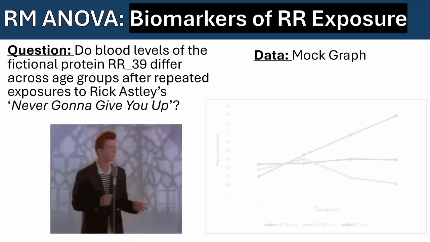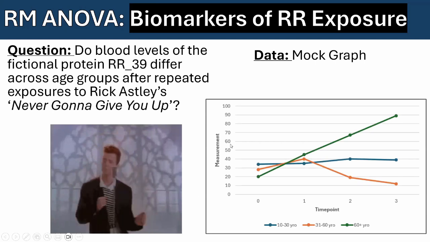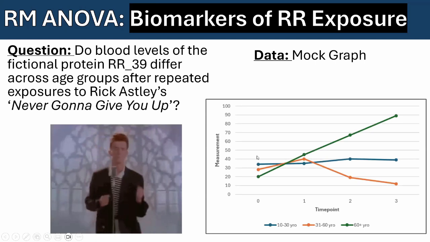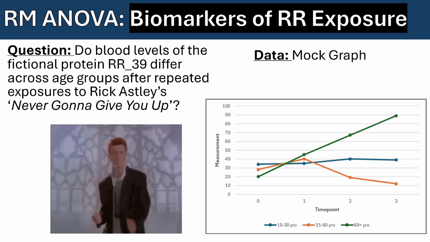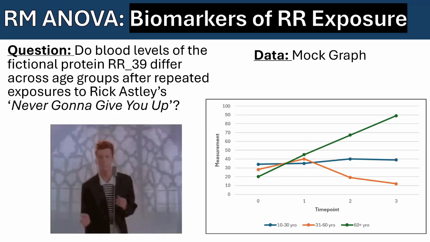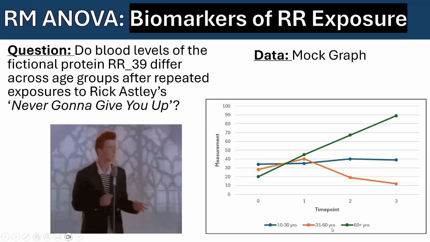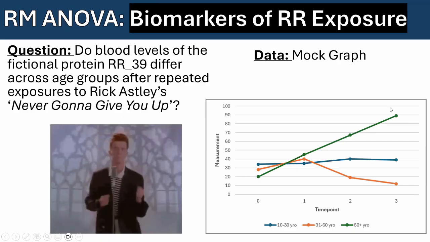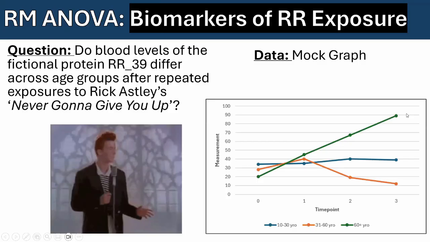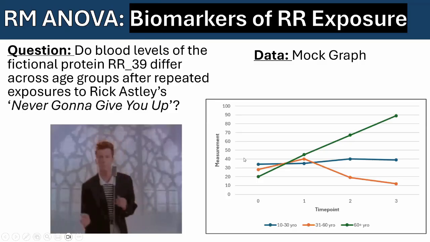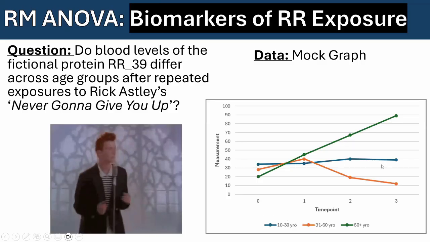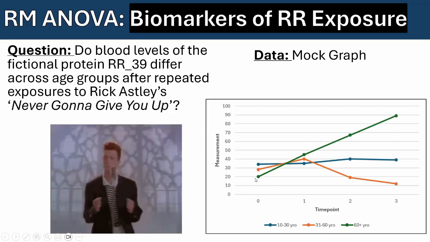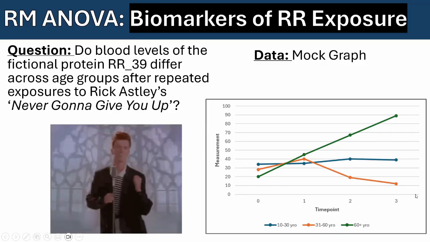And so, again, another mock graph here. I'm measuring this protein level in the blood of RR39, codenamed Rickroll. And we can see here across my different age groups, the oldest age group looks like increased protein levels at each exposure. For the lower age group, it sort of remains flat. And for the middle age group, it kind of goes up a little bit before decreasing sharply.